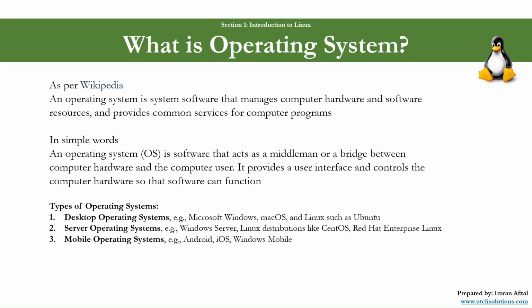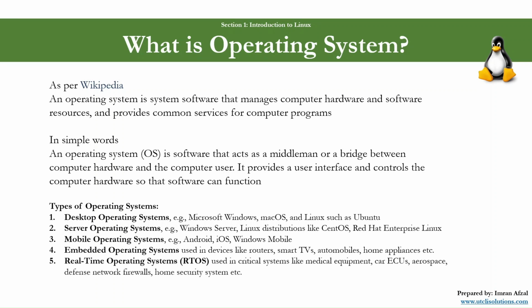Then mobile operating systems, for example, Android, iOS, Windows Mobile. If you have a Samsung phone, you have the Android operating system controlling that phone. If you have an Apple phone, you have the iOS operating system in it. If you have a Microsoft phone, then you have the Windows Mobile operating system running on it. Then embedded operating systems used in devices like routers, smart TVs, automobiles, home appliances. Then you have real-time operating systems, in short RTOS, used in critical systems like medical equipment, car ECUs, aerospace, defense, network firewalls, home security systems, and so on. So I hope you have a better understanding now of what exactly an operating system is. Now we will jump into Linux, which is an operating system.